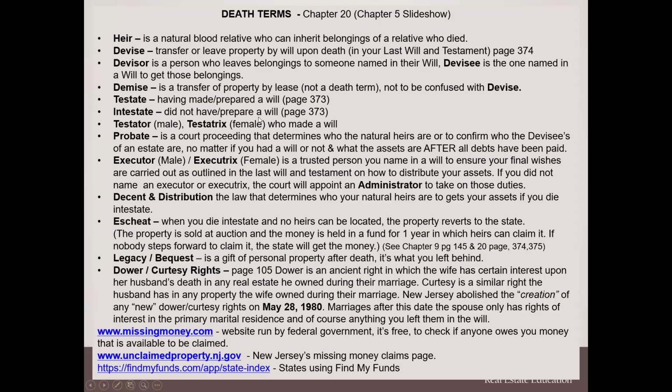Testate means that you died with a will. Intestate means you died without a will. Testator is a man who makes a will. Testatrix is a female who made a will. Probate is what we call that court proceeding that determines what the assets of the estate are and who the natural heirs are, or who the devisees are, who you're leaving, who you named somebody in a will to get something.